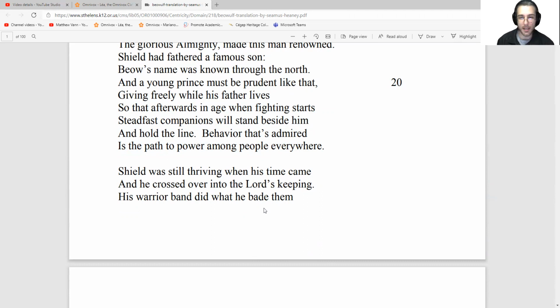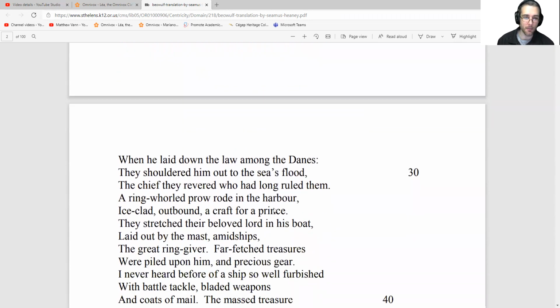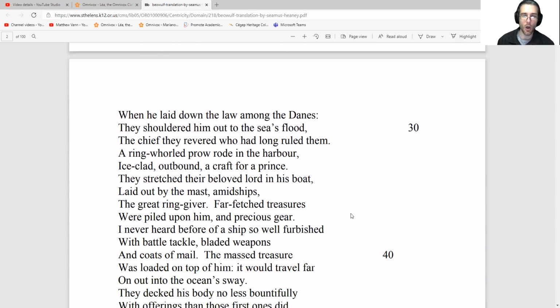Shield was still thriving when his time came, and he crossed over into the Lord's keeping, so he passed away, he died. His warrior band did what he bade them. When he laid down the law among the Danes, they shouldered him out to the sea's flood, the chief they revered who had long ruled them. A ring horde proud rode into the harbor, ice-clad, outbound, a craft for a prince.